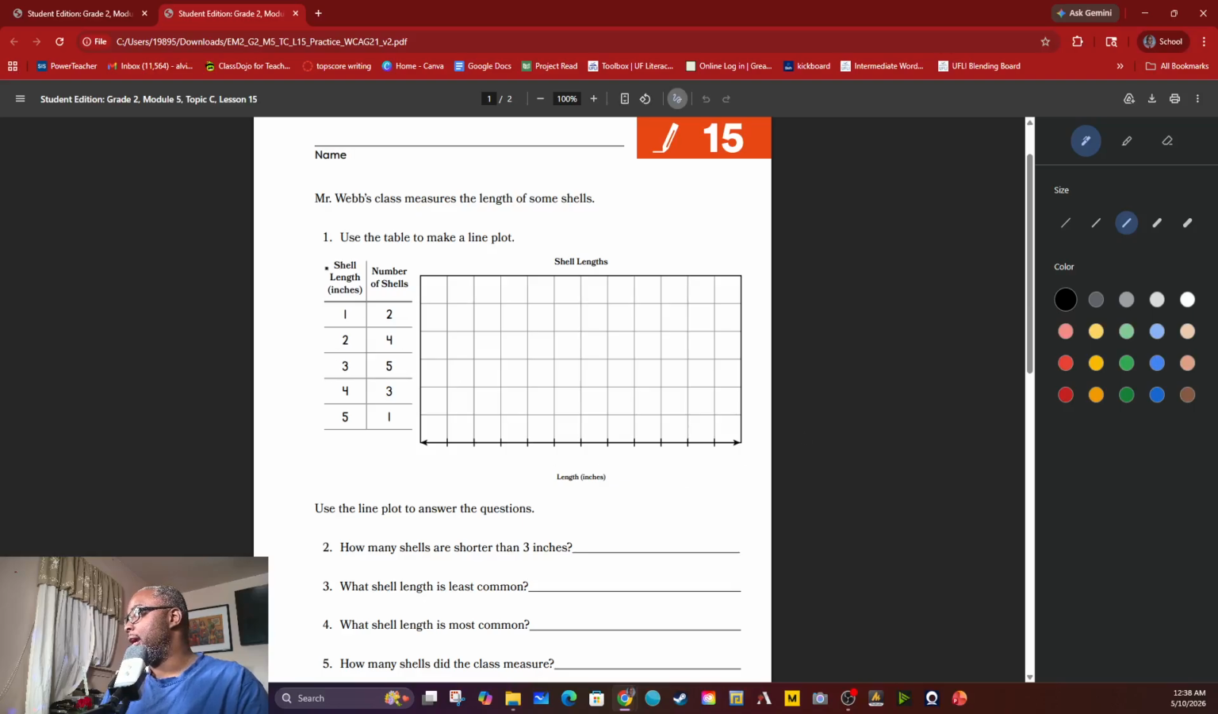Okay, so right here we have our identifier, shell length, which is 1 inch, 2 inches, 3 inches, 4 inches, 5 inches, and a number of shells: 2, 4, 5. They switched it up. 3 and 1. And then we're going to answer the questions right here from 2 through 5. So, number 1, you're going to have to first put the numbers at the bottom: 0, 1, 2, and we're going to go all the way up to 10.